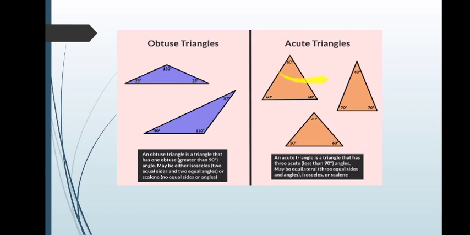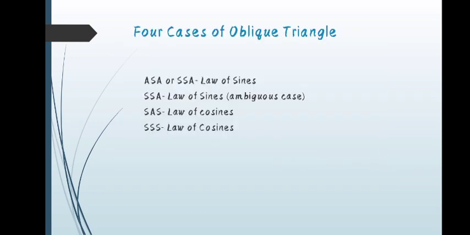And this side is our acute triangles. An acute triangle is a triangle that has three acute, or less than 90 degrees, angles. Maybe equilateral, three equal sides and angles, isosceles, or scalene.